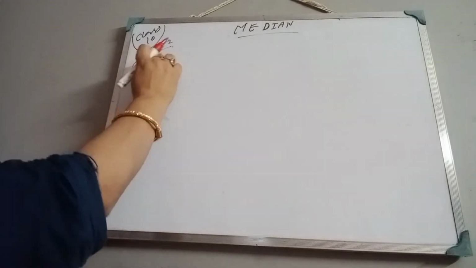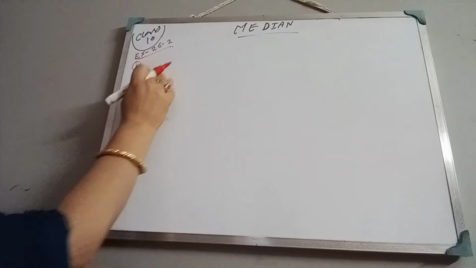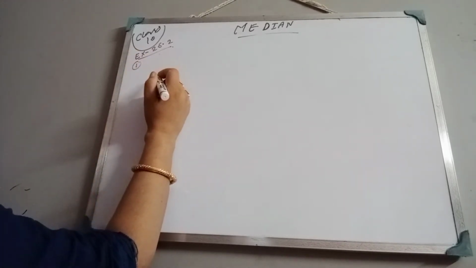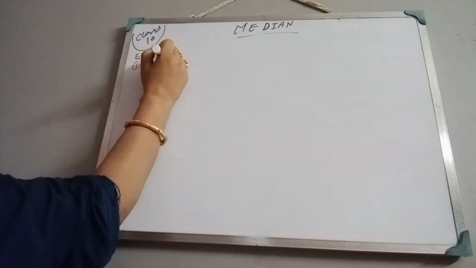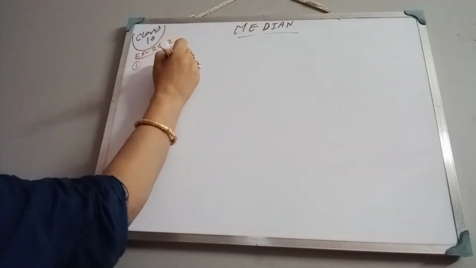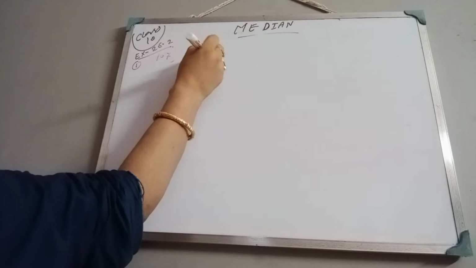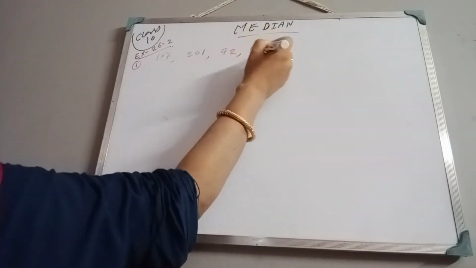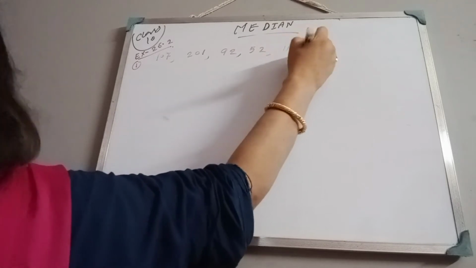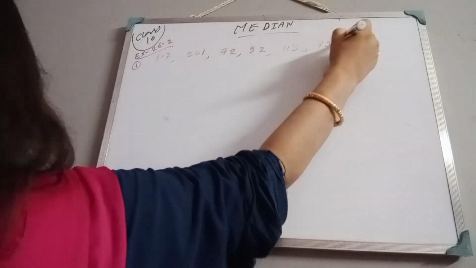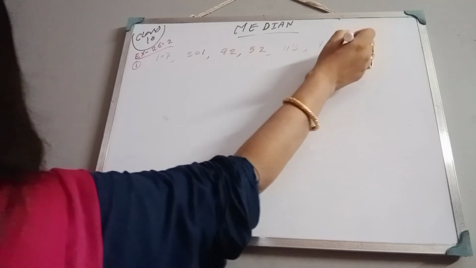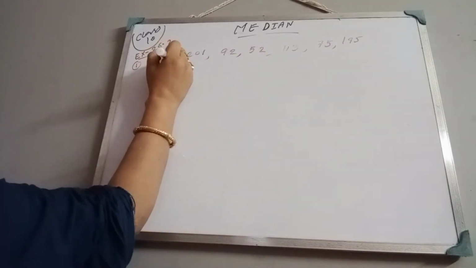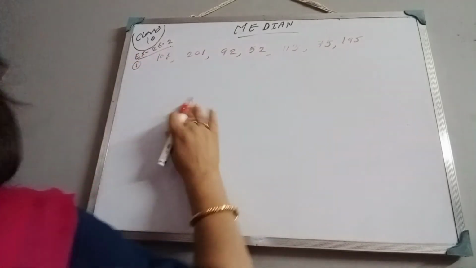Median exercise 26.2. Exercise sum number 1. Selling price for the last week were 107, 201, 92, 52, 113, 75, 195. Now this is 7 days selling price given, for 1 week.